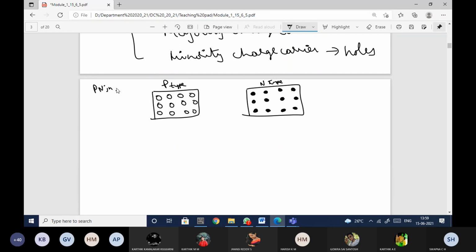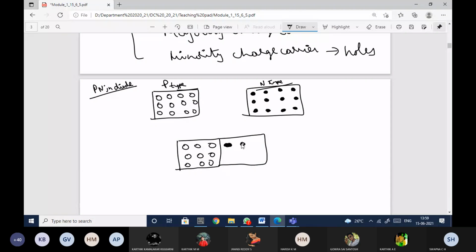P-n junction diode, in the sense I need to bring the p-type material and the n-type material together. So what I did, I have brought the p-type material and the n-type material together, so let me just draw this. When I brought the p-type material and the n-type material together, this is nothing but the junction, in the sense the place where both are brought together.